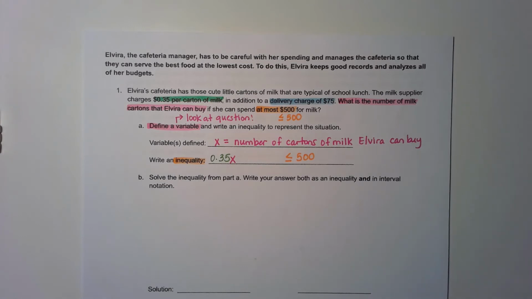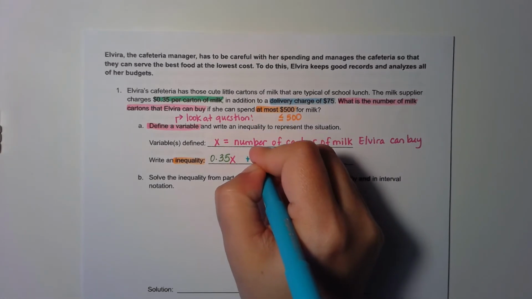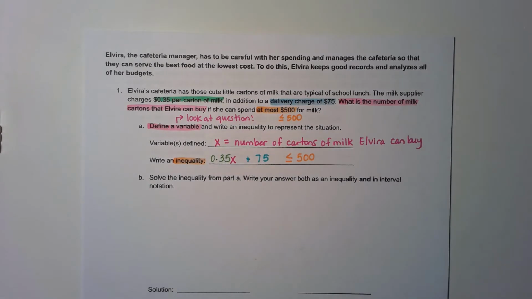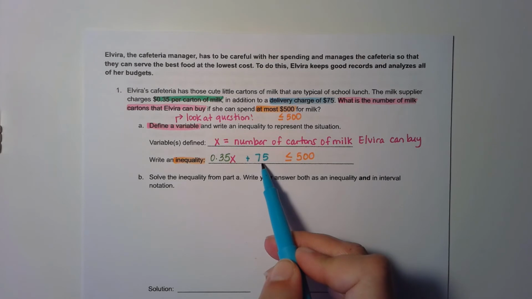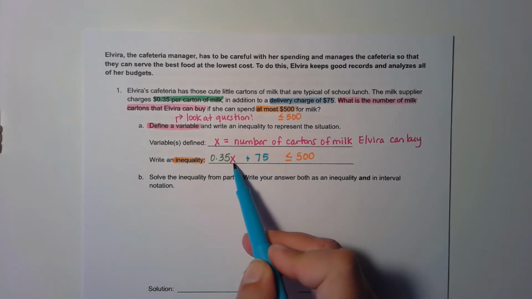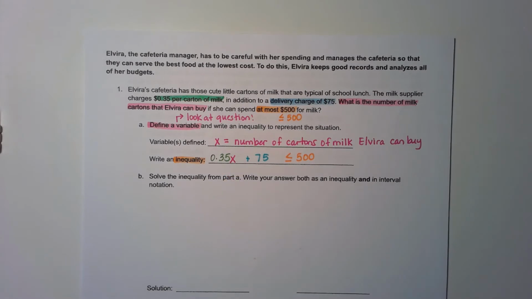Now the delivery charge is going to be a one-time fee. So I'm going to go ahead and just write plus 75 because I'm only going to pay that one time. I'm going to pay the $75 one time, and I'm going to pay the 35 cents over and over again. That's why there's no x next to the 75 because it's only one time, and there is an x next to the 35 cents because it does repeat. All right, that's the first two steps to doing this problem.